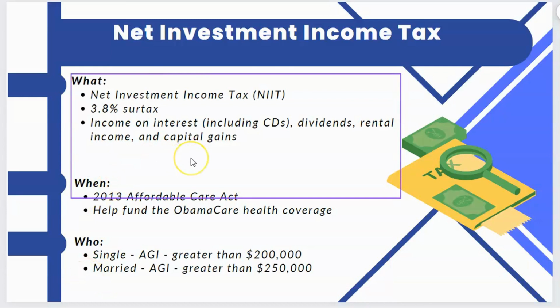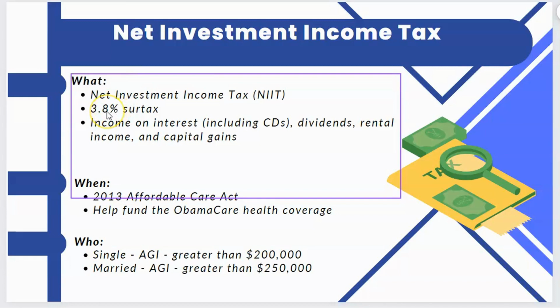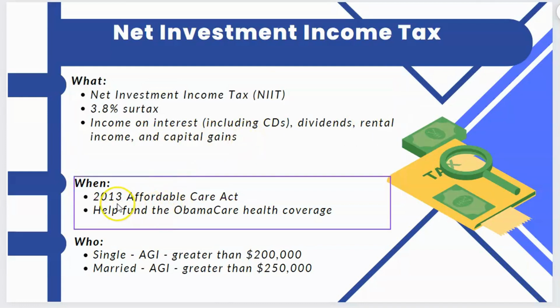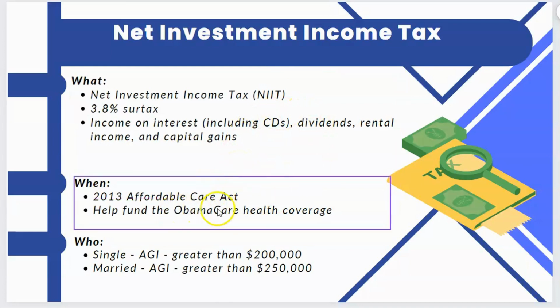All right, so I'm just going to go through two slides here on the net investment income tax. As I noted earlier, it's a 3.8% surtax, and essentially it's on income, including interest, including CDs, dividends, rental income that isn't professionally managed, and capital gains, as well as some other items. It was started in 2013 as part of the Affordable Care Act, and it was essentially used to fund the Obamacare health coverage. So this tax is also known as the Obamacare tax.